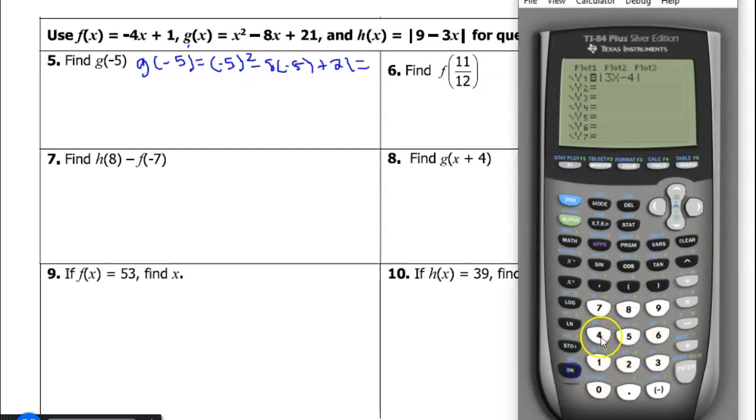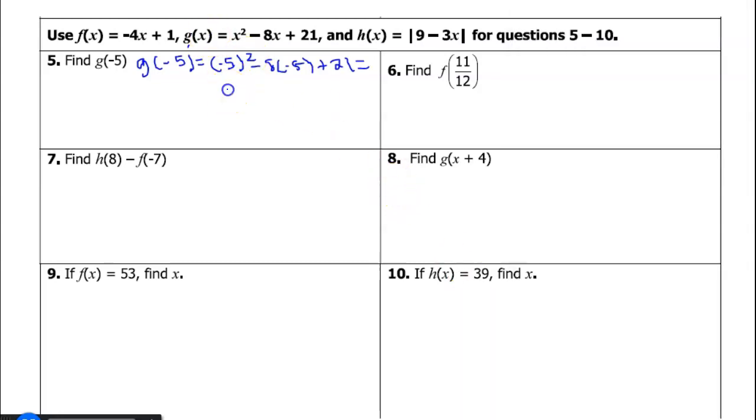So I plug it into my calculator, and I have -5 squared minus 8 times -5 plus 21. All right, so I know this is 86. g of -5 is 86.